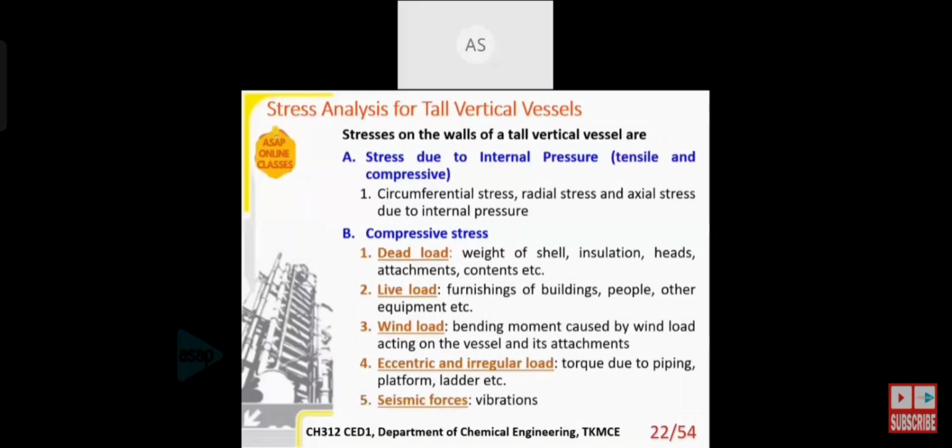Then finally is the seismic forces. So in India, we have earthquakes, but some may be very high in the Richter scale, some may be low. But whatever is the scale, we have to account for the seismic forces, which accounts for vibration.